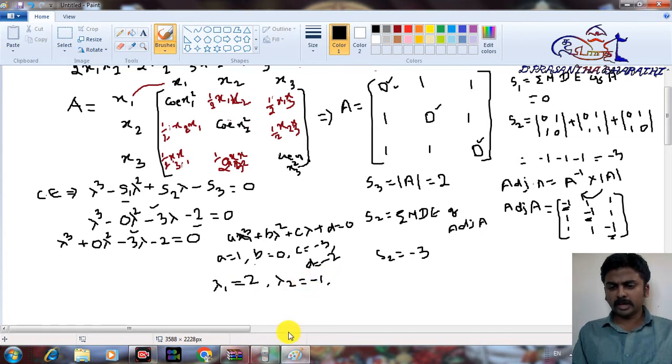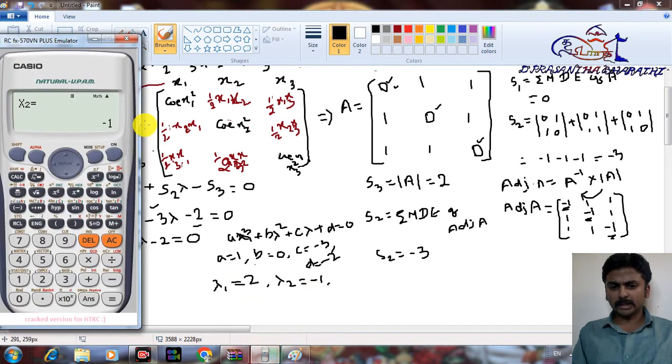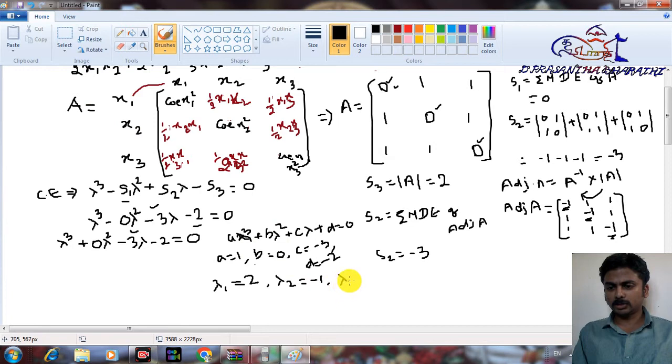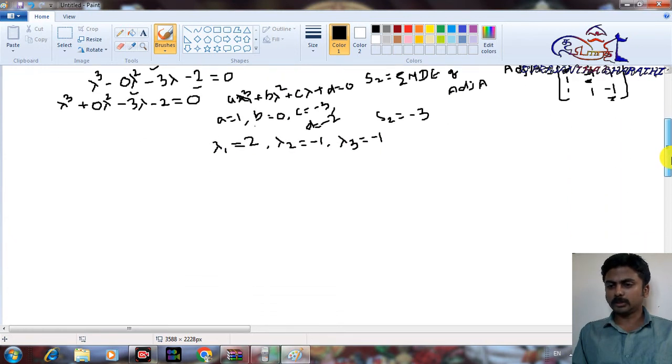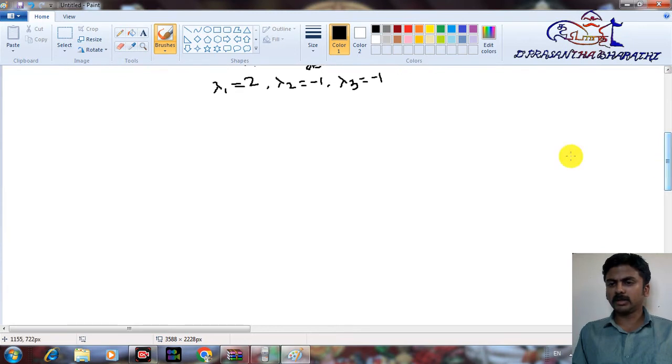So whenever you do the problem in the Casio calculator and it shows only two roots for the cubic equation, it means the second root is repeating. So lambda 3 is also equal to minus 1. Okay. So till this we have found the eigenvalues, because the roots of the characteristic equation are called the eigenvalues.